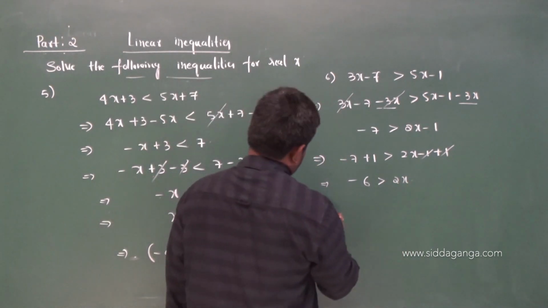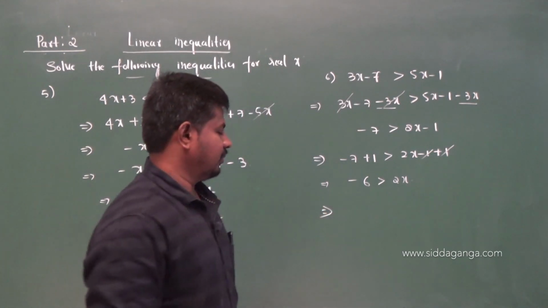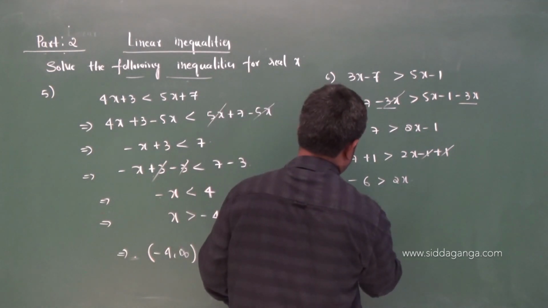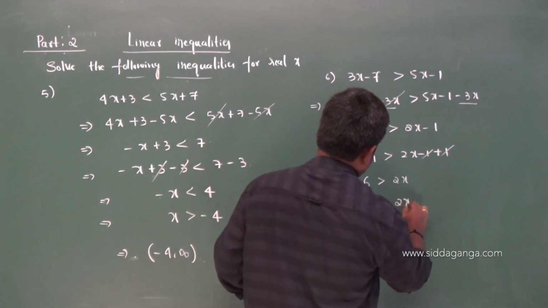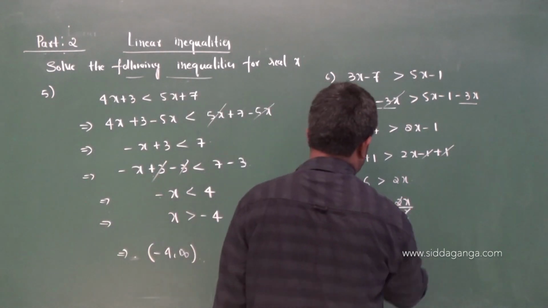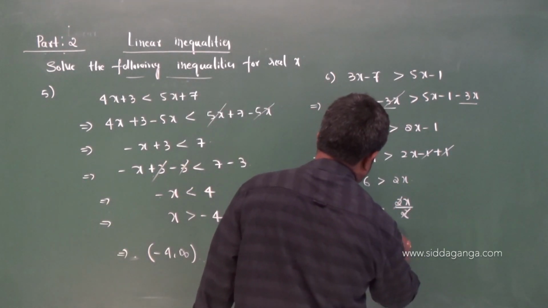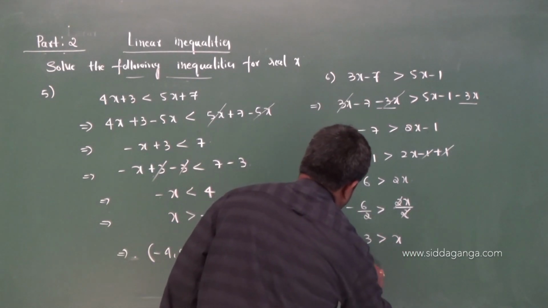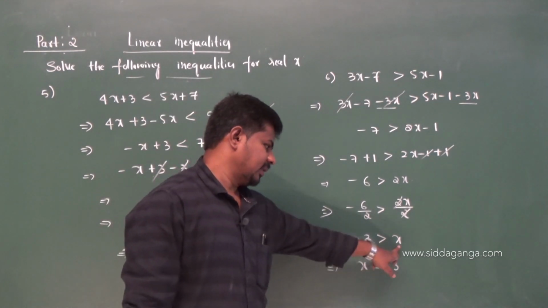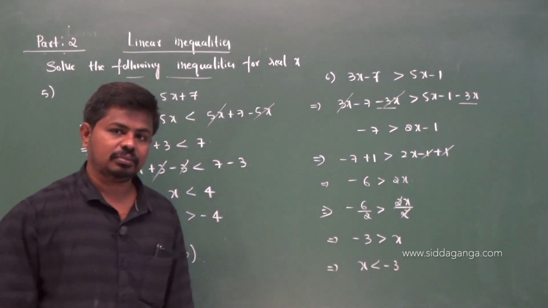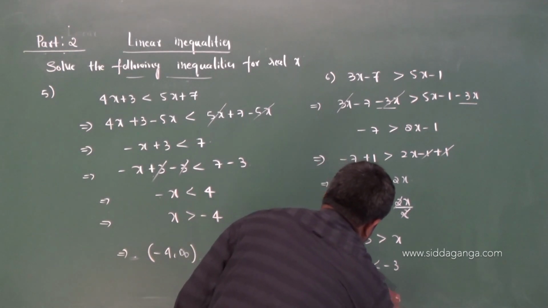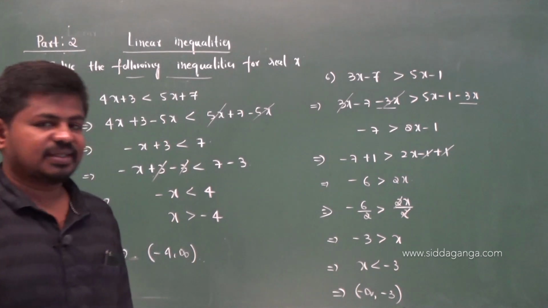Now make x single by dividing by 2. So minus 6 by 2 is greater than 2x by 2. So now you get minus 3 is greater than x, or this is the same as x is less than minus 3. Both are the same. Minus 3 is greater than x, nothing but x is less than minus 3. So the solution set is given by the open interval minus infinity to minus 3.